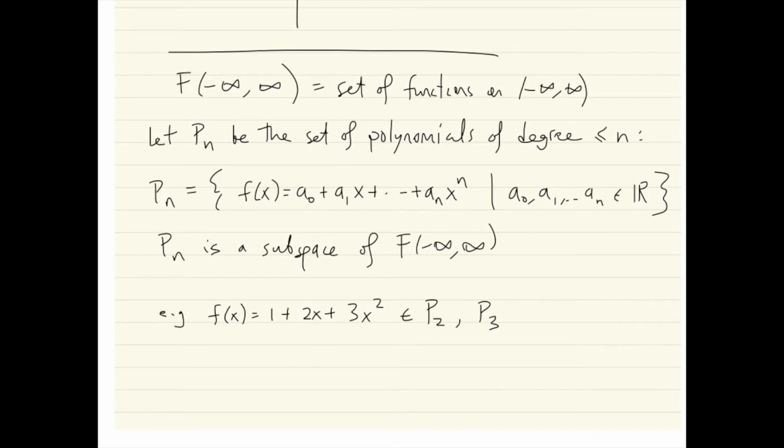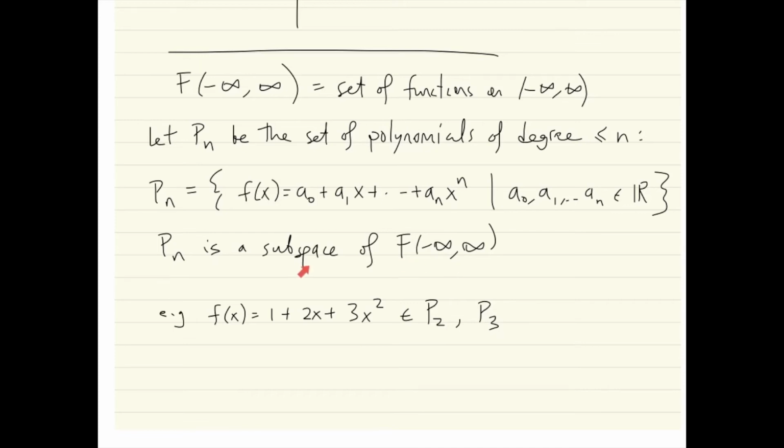These are what are called polynomials. So the numbers a0, a1 up to an, those are real numbers, and the x is our variable. And so this here is a function on -infinity to infinity, because if you give me a number in -infinity to infinity, like 1, I can plug it in for x and I get an output. And so this polynomial is a function. So Pn is a subset of this function space.